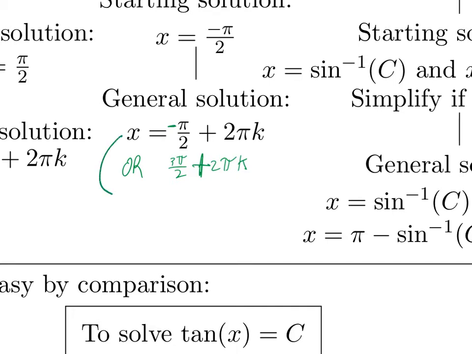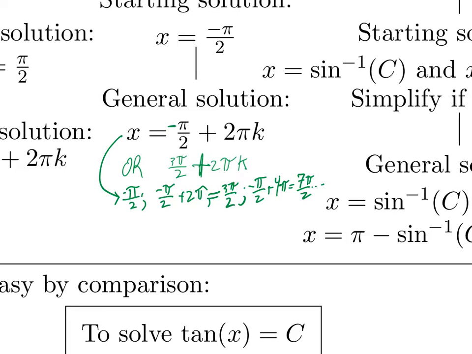So this one will give negative pi over 2. It'll give negative pi over 2 plus 2 pi, which simplifies to, let's see, that's 2 pi's minus half a pi. That's 3 pi over 2. It will give negative pi over 2 plus 4 pi. And let's see, that's 8 pi over 2 minus pi over 2. That's 7 pi over 2.